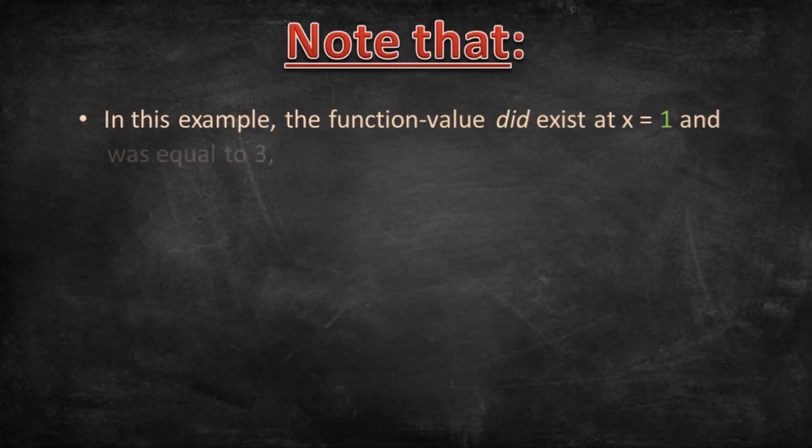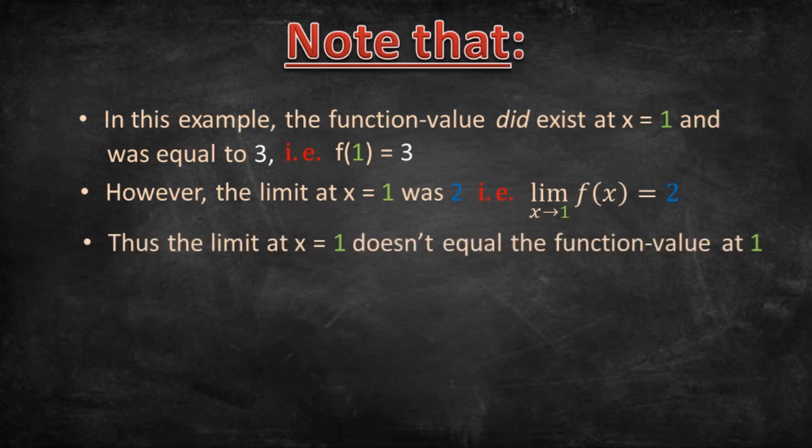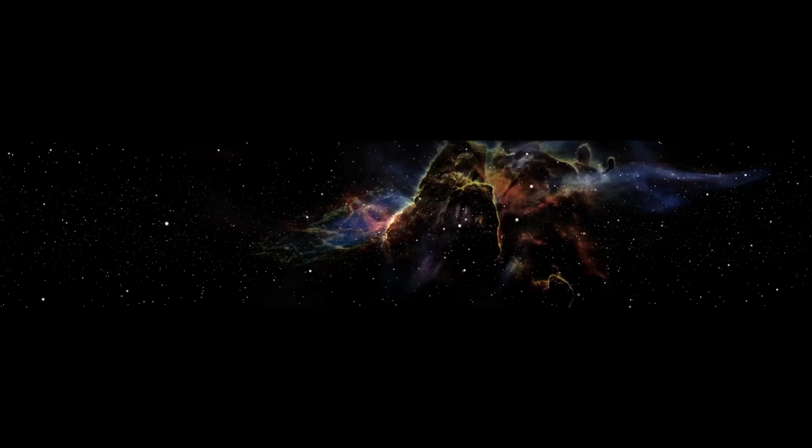Firstly, the function value did exist at x equal to 1, and it was equal to 3. However, the limit at x equal to 1 was 2. Thus the limit at x equal to 1 doesn't equal the function value at 1. So we can see from this example that where the function value exists, the limit doesn't always equal the function value.